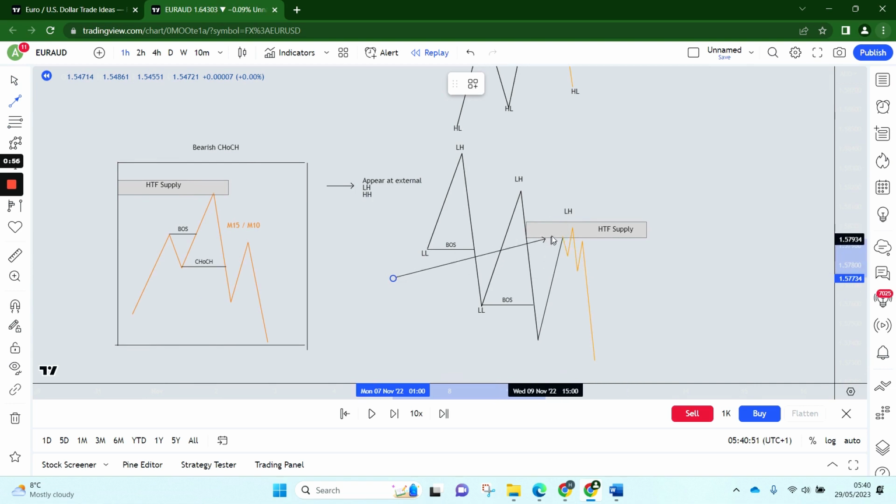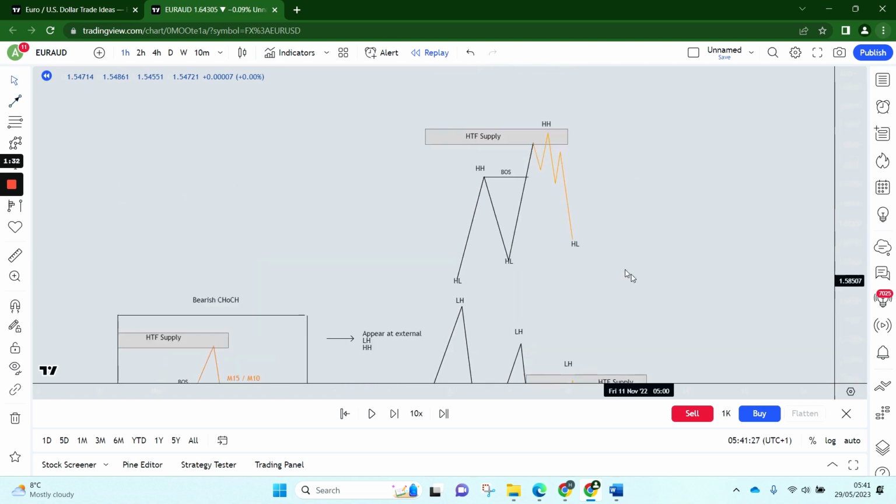Let's say we have reached a higher time frame supply, for example a 1-hour or a 45-minute supply zone. What we do is we switch to the 15-minute or the 10-minute, and then we wait for price to switch bearish through a bearish change of character. Once the 10-minute or the 15-minute switches bearish through a bearish change of character at this higher time frame supply, this indicates to us that the internal structure has switched bearish and is ready to facilitate that pullback to create a new higher time frame lower low over here.